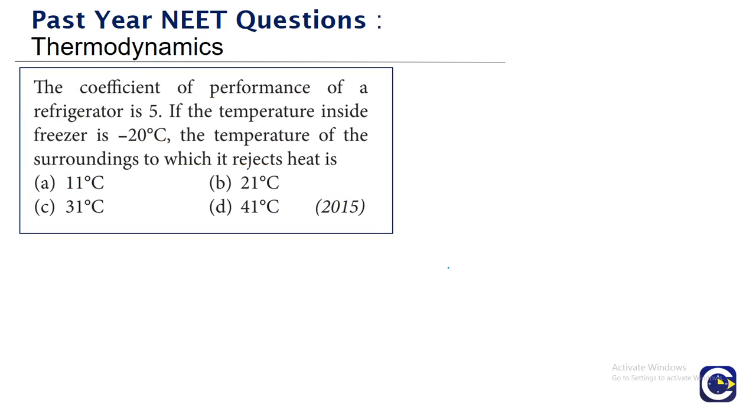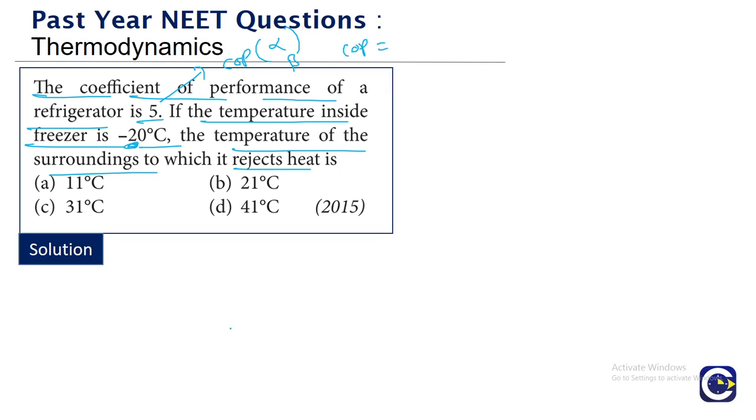Next, one more question on the refrigerator. This also involves the coefficient of performance. The coefficient of performance of a refrigerator is 5. This is the COP value, which we indicate with the symbol alpha or beta. The temperature inside the freezer, which is the low temperature, is -20, and there is the temperature of the surroundings to which it rejects heat. Here we are looking at the relation between the COP and the temperatures. The assumption is that we are talking about the ideal refrigerator, and we have already derived the result in a previous question.